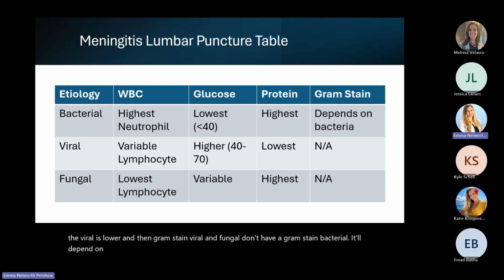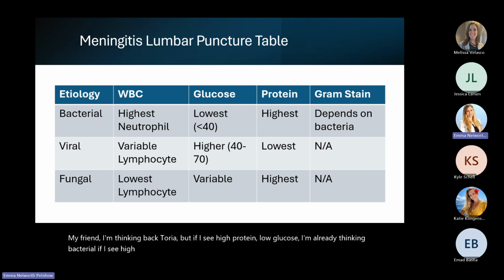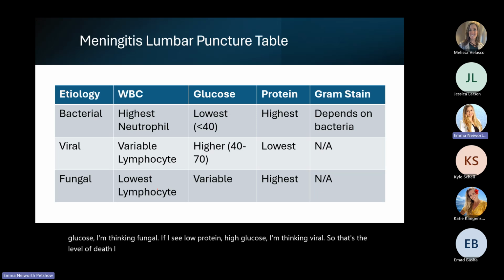So I'm looking at my lumbar puncture clues. If I see high protein, low glucose, and neutrophils are my friend, I'm thinking bacteria. If I see high protein, low glucose, I'm already thinking bacterial. If I see high protein, variable glucose, like maybe a normal glucose or a lower glucose, I'm thinking fungal. If I see low protein, high glucose, I'm thinking viral. So that's the level of depth. I would not memorize numbers or spend a lot of time on this, but it can help hone in if the clues or the organisms they're giving are unclear.